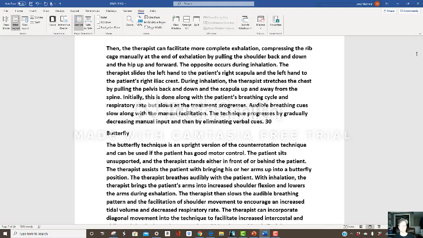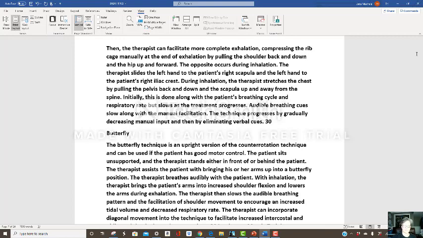The therapist slides the left hand to the patient's right scapula and the right hand to the patient's right iliac crest. During inhalation, the therapist stretches the chest by pulling the pelvis back and down and the scapula up and away from the spine. Initially, this is done along with the patient's breathing cycle and respiratory rate, but slows as the treatment progresses. Audible breathing cues slow along with the manual facilitation. The technique progresses by gradually decreasing manual input and then by eliminating verbal cues.